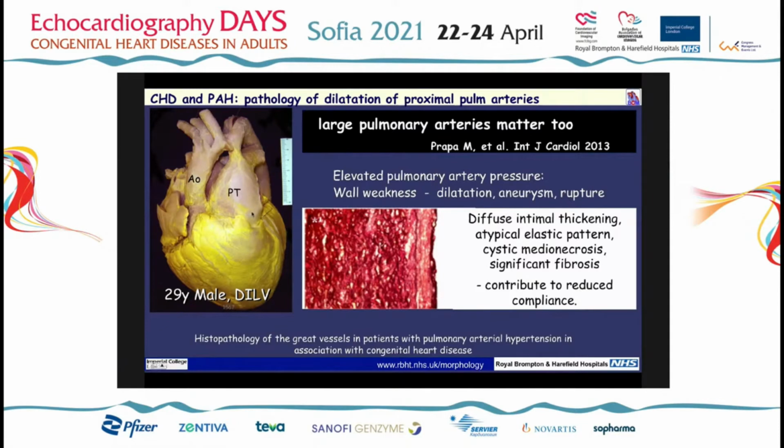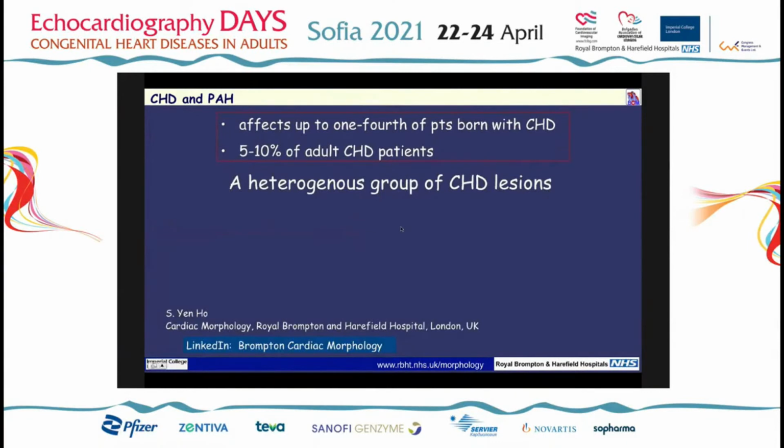And here we see a heart from a 29-year-old, again, with a very, very dilated pulmonary trunk. So Martina Prappa, who led on this paper, stated that the large pulmonary arteries matter too in these cases. So in summary then, it's important to know what you're facing with, as we can see that there's a very heterogeneous group of congenital heart defects that can come under this category. And it's really a matter of looking and sorting them out very, very carefully.